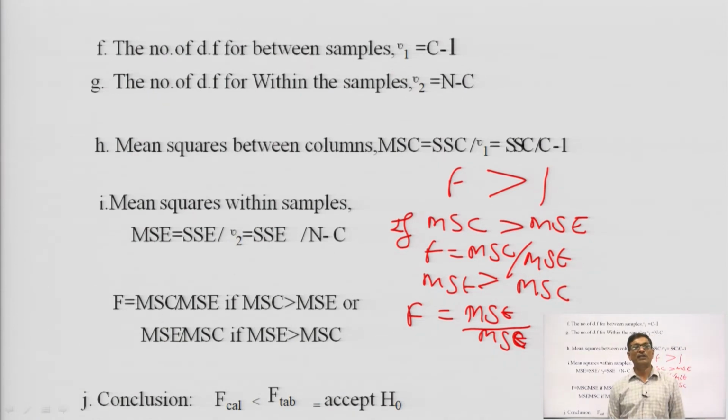And the last point, conclusion or inference: if our calculated value of F is less than the tabulated value of F, then we accept the null hypothesis at the given level of significance and degrees of freedom, and vice versa.